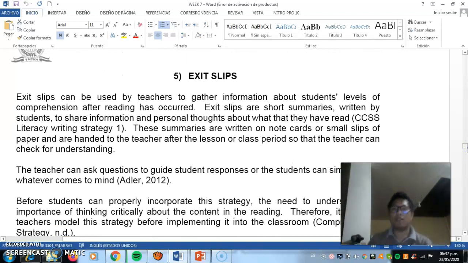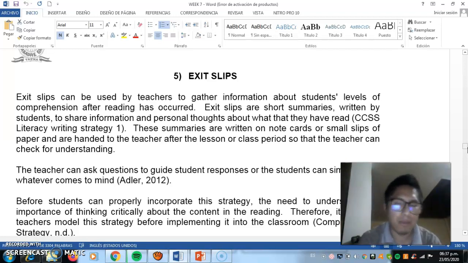It's exit slips, also called exit tickets. It's very famous indeed. That is very nice because it says that before you finish your class, maybe 15 minutes later, the teacher makes a question about the class, about the text that they read. So students have to answer on a piece of paper, whatever they want, and they have to give it to the teacher before they leave the classroom.